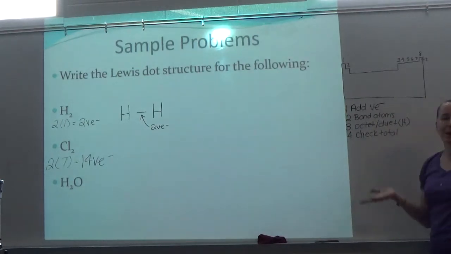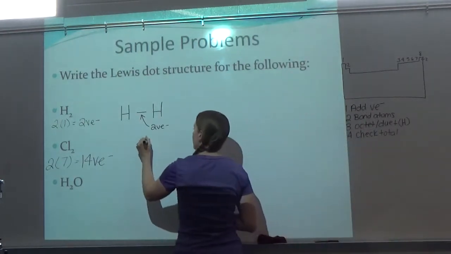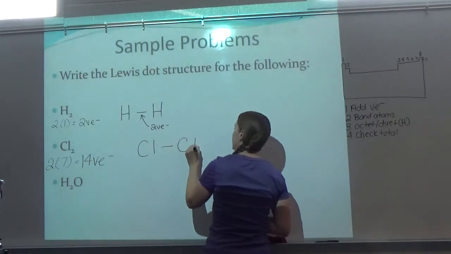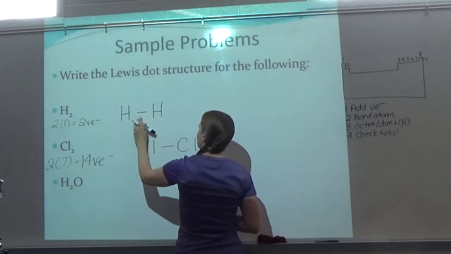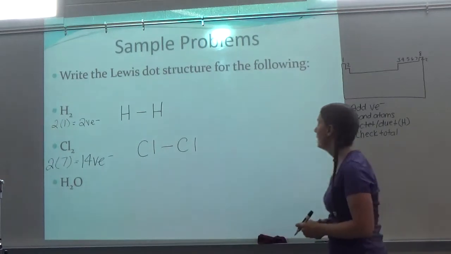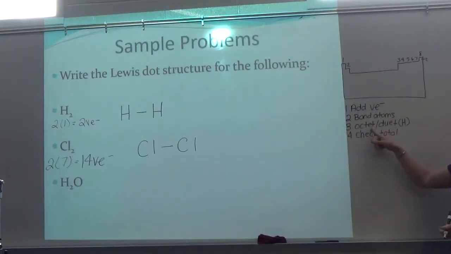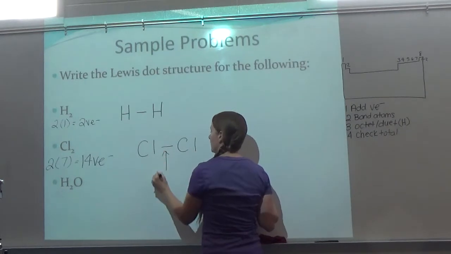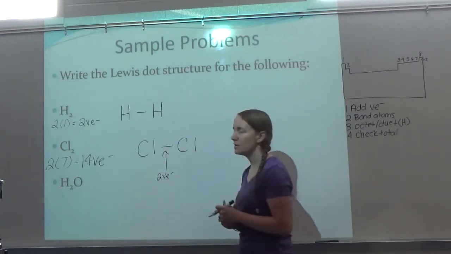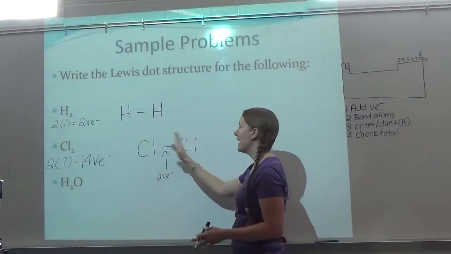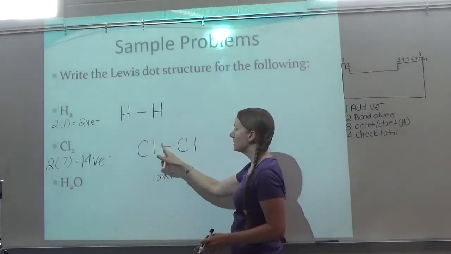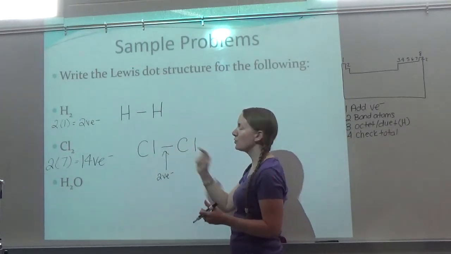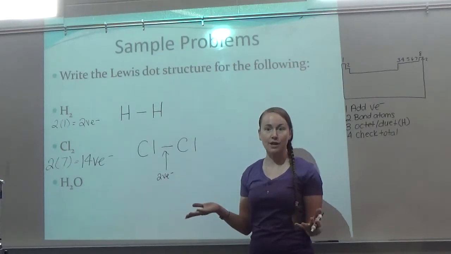Step 2, I need to bond my atoms. So with Cl2, obviously I only have one real way that those can be bonded, and that's like this. Step 3 says make everybody stable with an octet, or a hydrogen with a duet. So they all want 8. How many electrons are in this bond? 2 valence electrons are in the bond. So right now, with the way I have my Lewis dot structure drawn, this chlorine has 2 electrons, this chlorine has 2 electrons, because of course they're sharing.